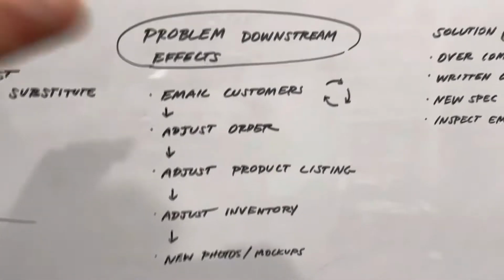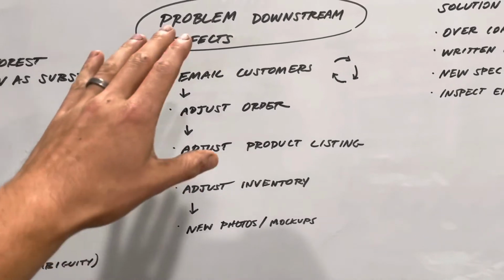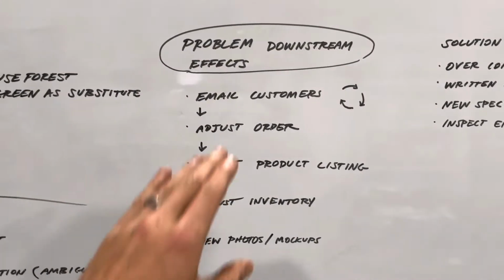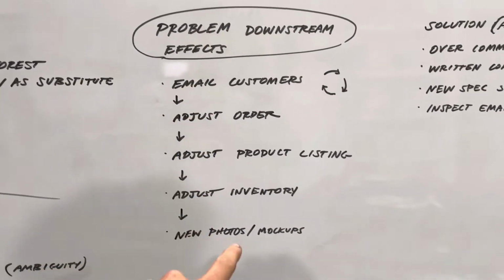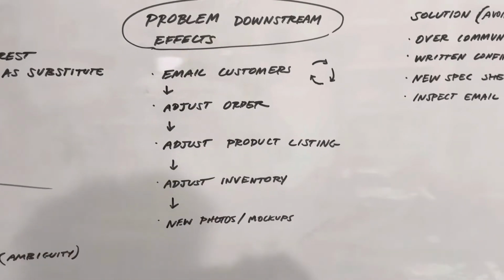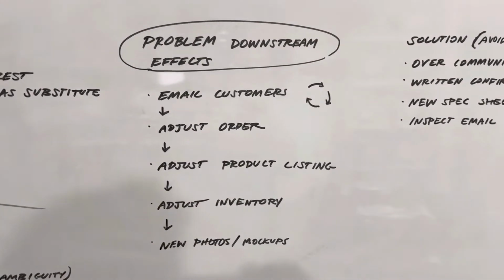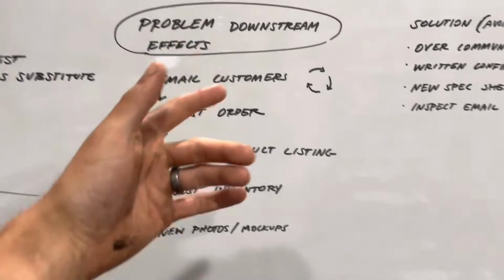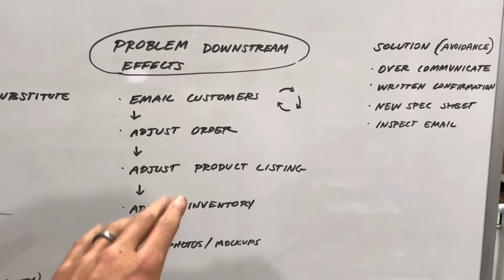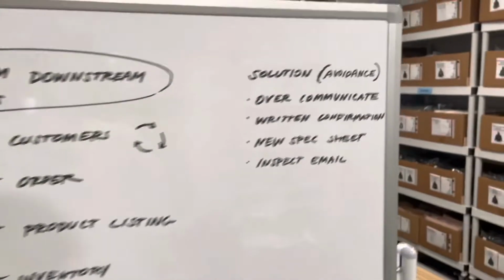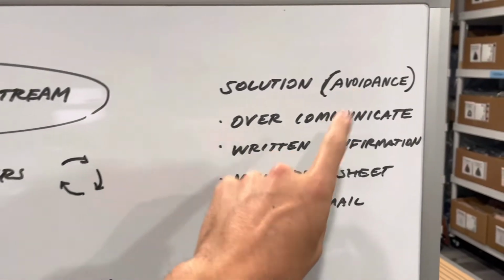So there's just a laundry list of wasted time from one problem, and there's a few more things here I probably didn't add in here, but that's an example of how much waste is in a problem and why you want to avoid it. So the solution, the avoidance of the problem.